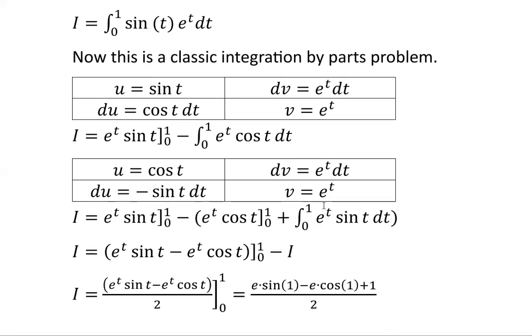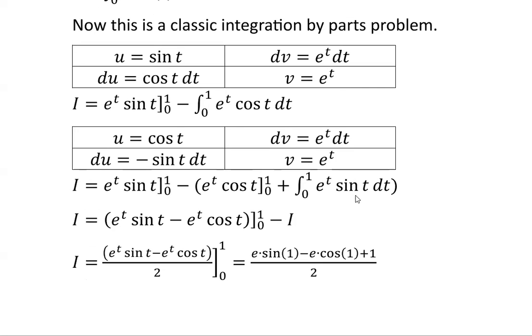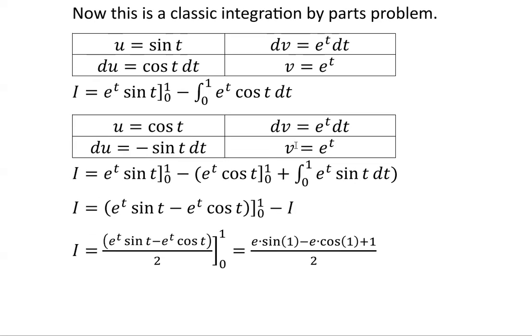All right, remember this is I. So I can move the I to this side, so it becomes 2I and then divided by 2. So I is this guy over 2. So now I evaluate from 0 to 1, and this is my final answer right here. Okay? This is a definite integral, so there should be no question that this is exactly the final answer.